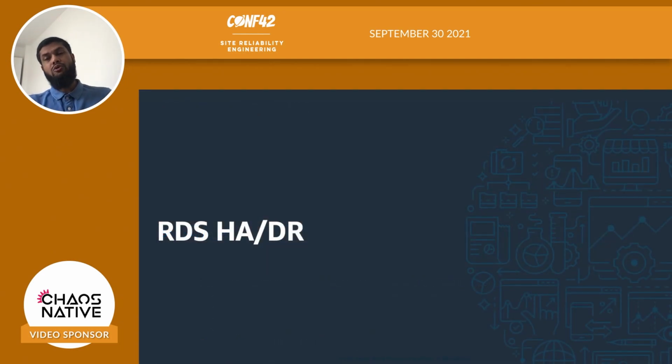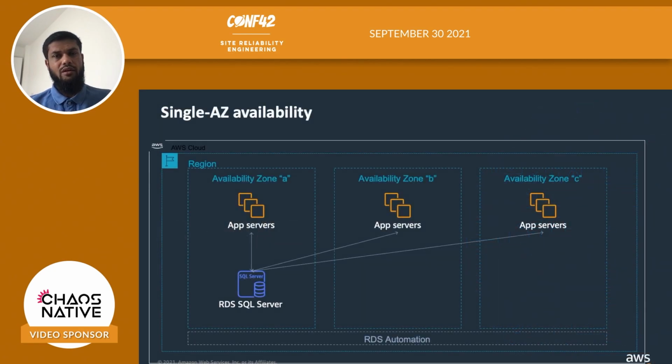So that was all about high availability and DR on EC2. Now, how about RDS? How do things work when it comes to HA/DR in RDS? You have a similar sort of setup. You have a region and three AZs where app servers are running, and you have RDS for SQL Server running in AZ A, for example. All the apps are talking to AZ A.